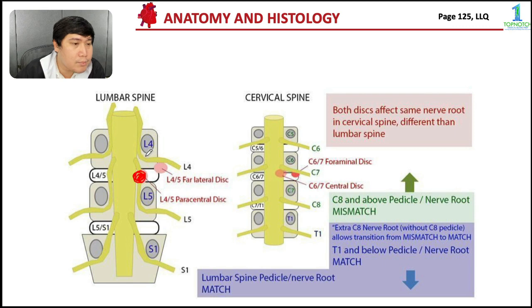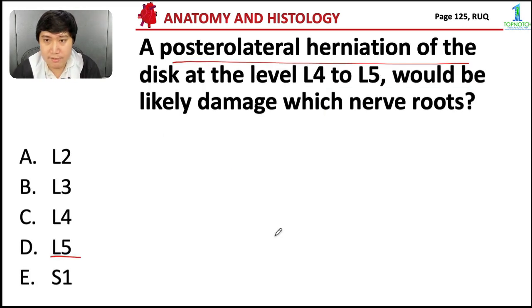But the answer would be different if it's a far lateral disc herniation. If it's a far lateral disc herniation, you would affect the L4 nerve root, no? The manifestation is L4. So, be careful, no? It depends on the type of herniation. If it's posterior or posterolateral, the one below, or the one that is traversing, is the one affected. But if it's a far lateral disc herniation, the one affected is the exiting nerve root. So, be careful.